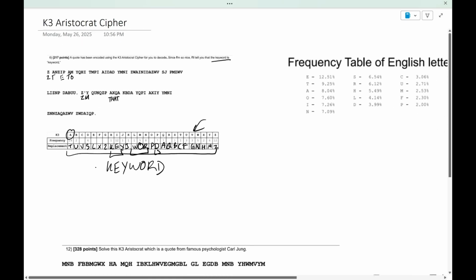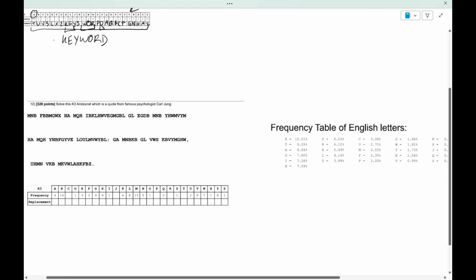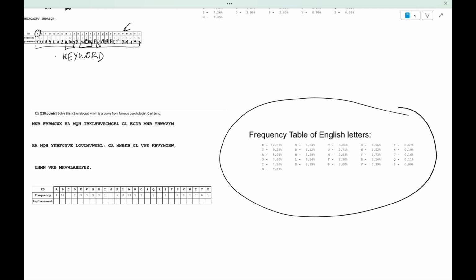And so, with that, as usual, I have a quick practice problem. I have the frequency tables on this side, and that's because really the best way is to just brute force this aristocrat. Yeah. And so go ahead and pause the video here and just try to solve this aristocrat on your own.